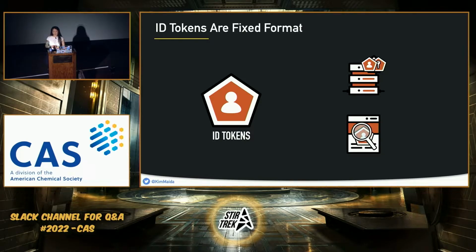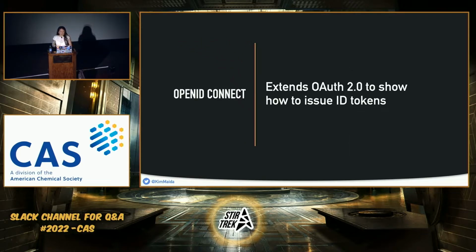ID tokens are a fixed format that clients can parse and validate in order to extract identity information from the token and therefore authenticate the user, verify the user is who they say they are. Now, OAuth 2 describes how access tokens are issued and managed, and OpenID Connect extends OAuth 2 to show how to issue and manage ID tokens.